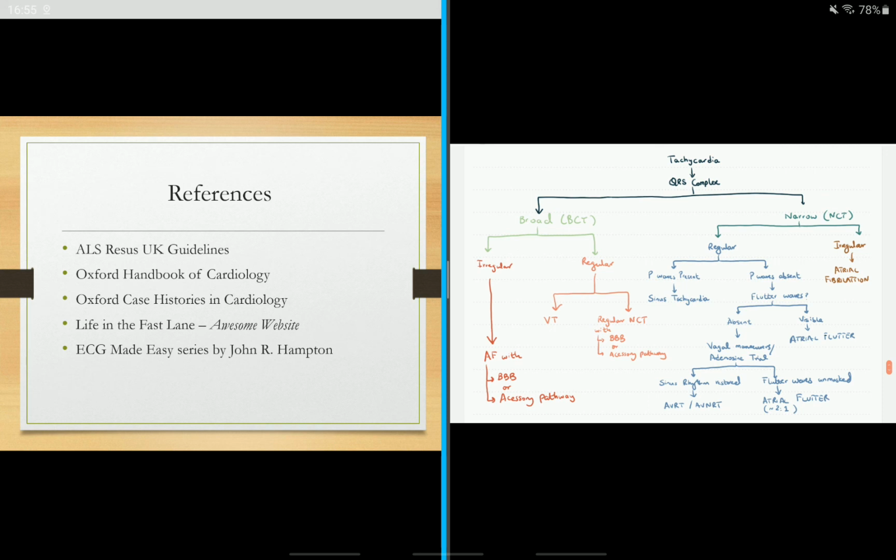These are the references that have been used in these videos. Most important is the Resus UK tachyarrhythmia algorithm and the associated guidelines. There's an excellent website, Life in the Fast Lane, which is an awesome website for lots of things, but the ECG sections are really good. If you want to know more about basic interpretation of ECG, then this is a good starting point. ECG Made Easy series by Dr. Hampton.